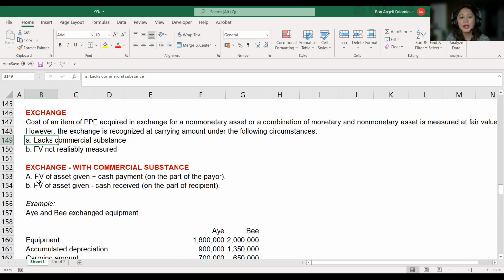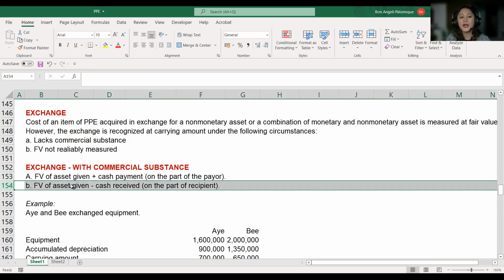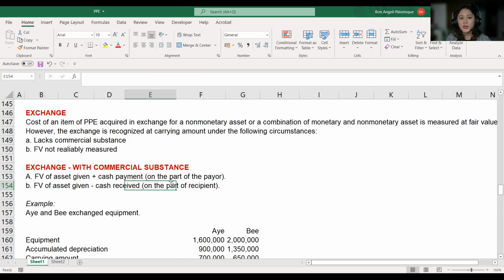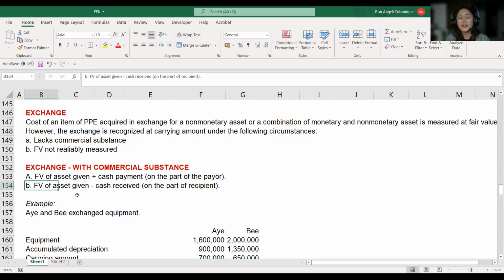Ang iyong gagawin, sa part ng payer, sa part ng bumibili, ay nagbabayad, fair value of asset given. So siya yung nagbigay, plus yung cash payment. So nagbayad pa siya, kapalit nun, diba? Kumbaga, kunyari may asset kang in-exchange. So ito yung magiging consideration mo. Pero kapag recipient ka, fair value of asset given less yung cash received. So ang sinasabi dito sa recipient ng cash, kapag ikaw yung naka-receive ng cash, ganito yung iyong consideration.